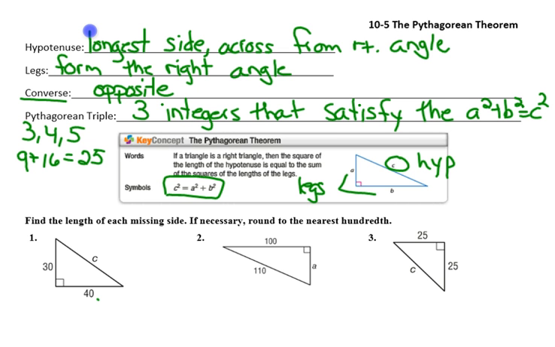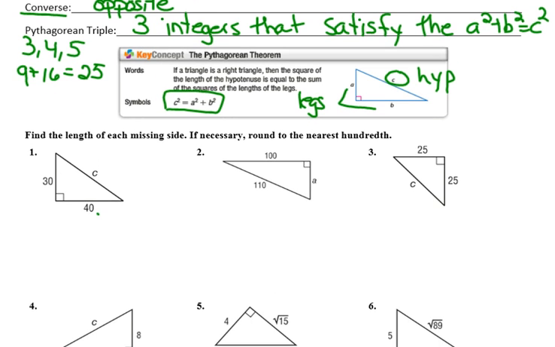So you have to be careful about the directions. Sometimes it might say leave it in simplest radical form. Sometimes it might say round to the nearest tenth, hundredth, thousandth, whatever. Sometimes it might say just an exact answer, which means that you also leave it in simplest radical form.